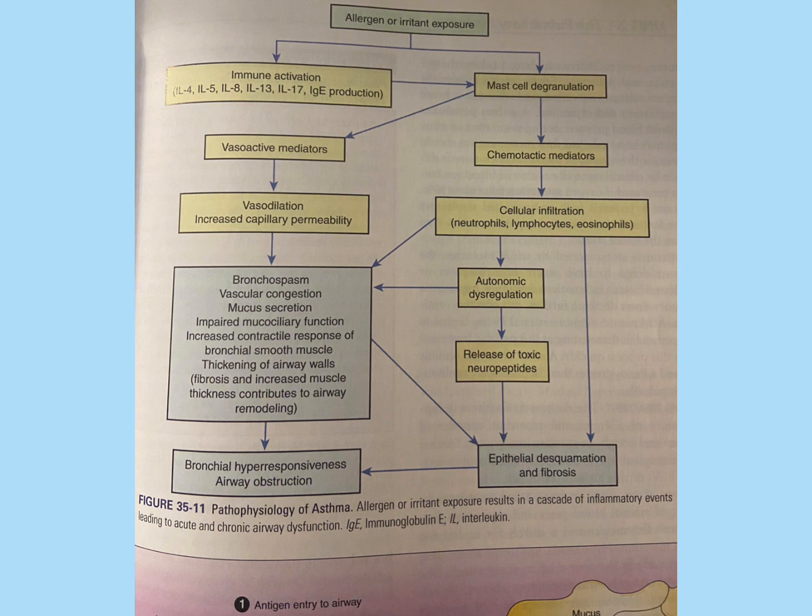But on the other hand, the cellular infiltration happens on the right side of the page. It's 6 to 8 hours after the allergen exposure. So neutrophils, lymphocytes, and eosinophils appear in the latent phase. That also leads to epithelial desquamation and fibrosis that leads to airway obstruction.